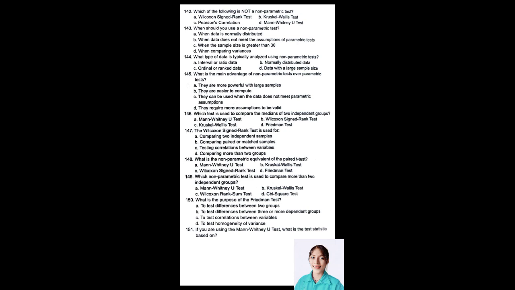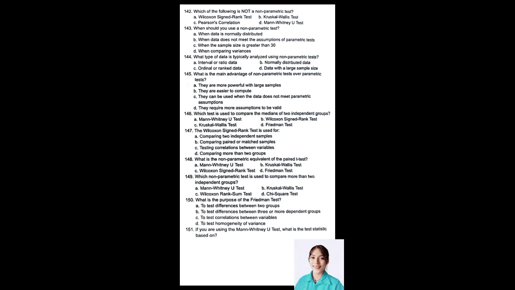So what is next is 145. What is the main advantage of non-parametric tests over parametric tests? So the correct answer is letter C. So they can be used when the data does not meet parametric assumptions. Then 146 is, which test is used to compare the medians of two independent groups? So you can use the statistical tool to compare the medians of two independent groups, which is the Mann-Whitney U test. So that's in option A. Then we have 147. The Wilcoxon signed-rank test is used for comparing paired or matched samples. So that's in option B.